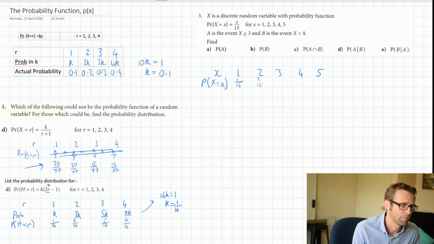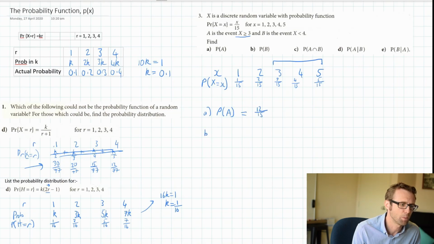2/15, 3/15, 4/15, and finally 5/15. Okay, now, first of all, A. What is the probability of A? Well, A is x is greater than or equal to 3, so that is these ones here. So we've got 3, 4, and 5. So this is 12/15.